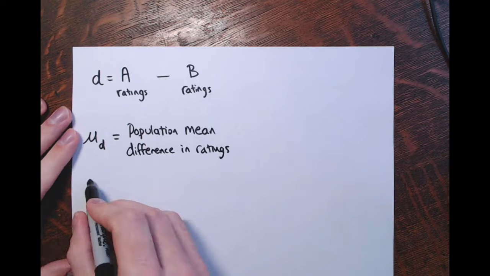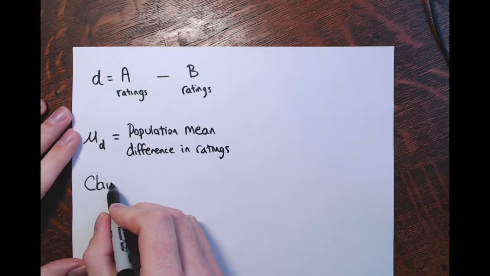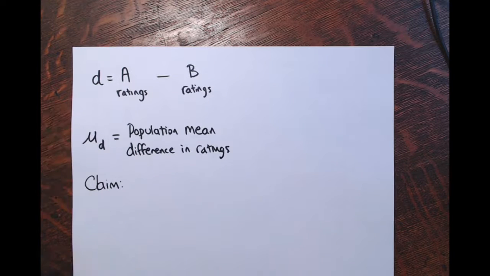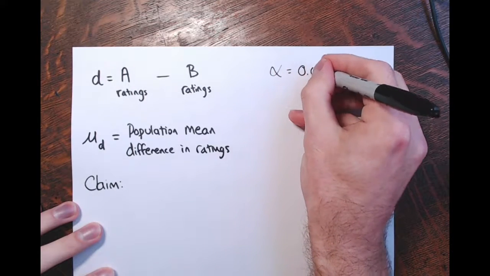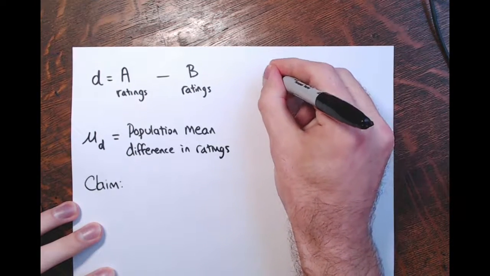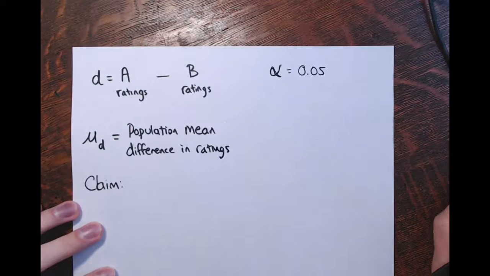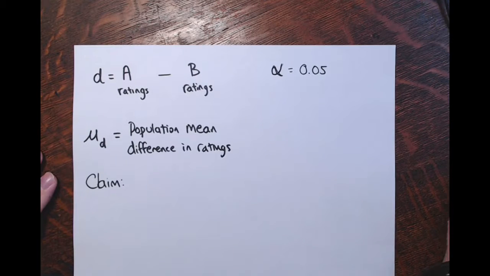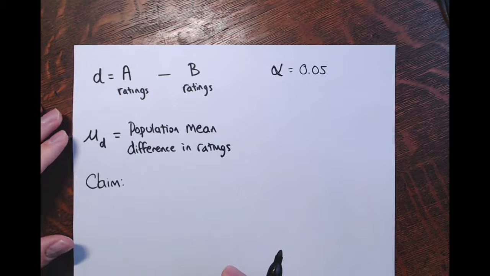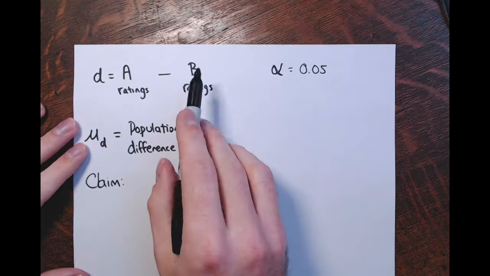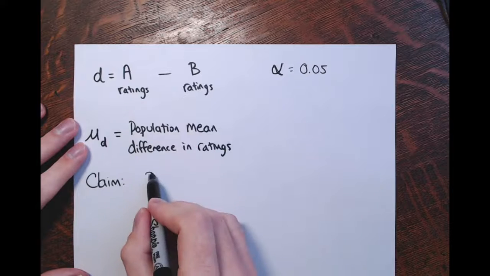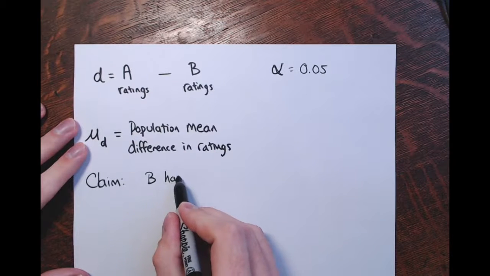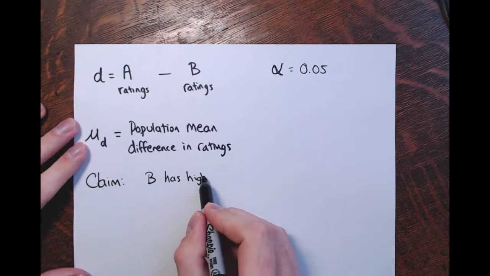Now the claim that we're testing here. They're saying, is there sufficient evidence at alpha equals 0.05? I'll write that off to the side here. The significance level alpha is 0.05. To show that radio station B has higher ratings than A. The claim is that station B has higher ratings. That's what we're testing.